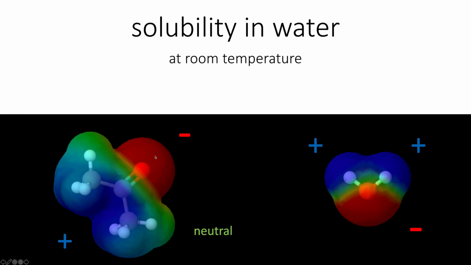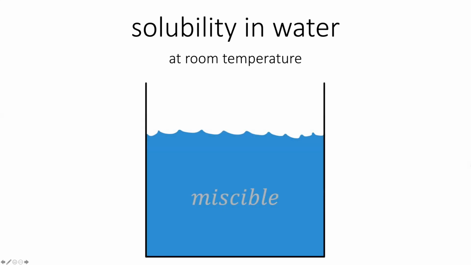The slightly negative oxygen on acetone will be attracted to the slightly positive charges on the hydrogens of water. And the slightly negative oxygen of water will be attracted to the slightly positive carbons of acetone. And so acetone will mix with water. And in fact, acetone is completely miscible in water at room temperature. That means that it will mix perfectly with it. There is no upper limit to how much it can mix with water at room temperature.